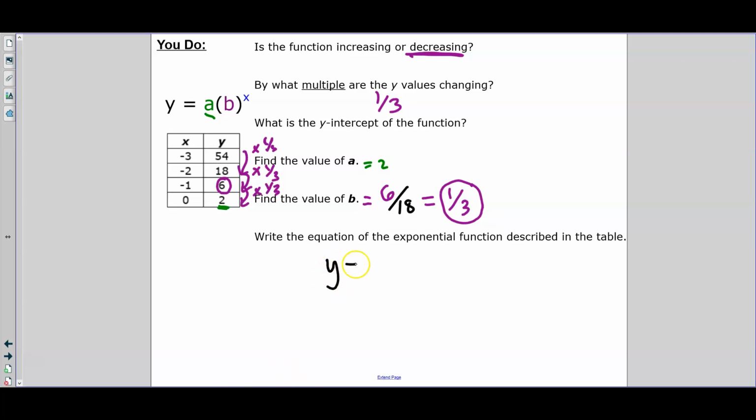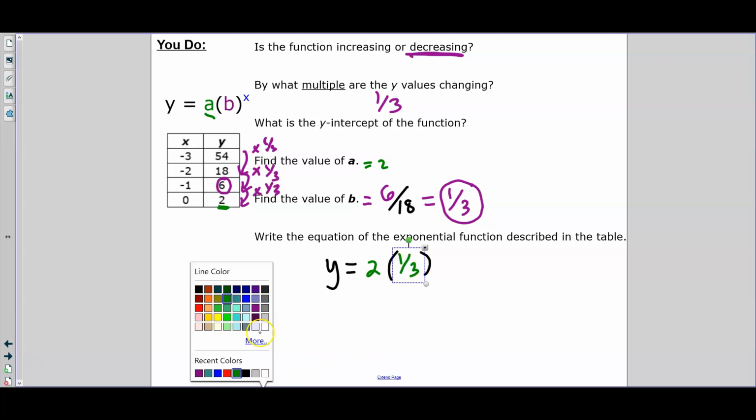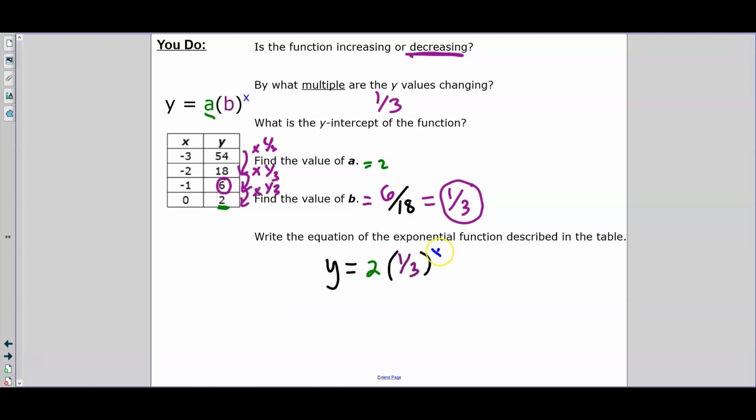So we can write this out. Y equals, your number in front here was 2. And we just figured that this is the correct number. This is the multiplier. So as long as this number is the one that multiplies to get me the next number, then I can leave this alone. This is the correct 1/3. Oh, that should be purple here. Make that the right color. Okay. And then I should have a power X.